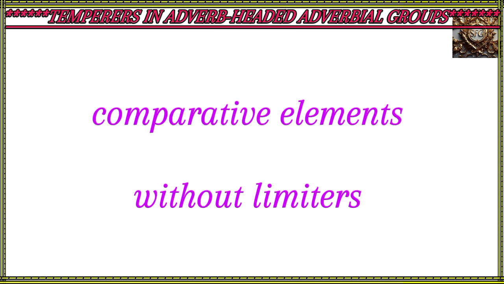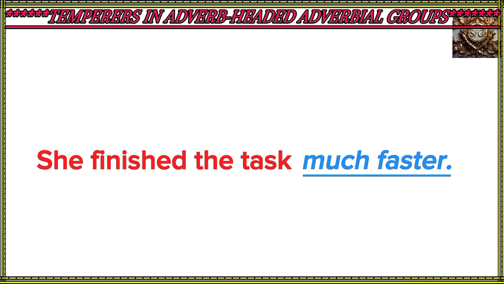Let's now take a moment to explore examples of comparative elements in adverb-headed adverbial groups without limiters. This will allow us to focus solely on the comparative elements as temporars in these groups, enhancing our understanding of how they function independently of additional modifying elements. Let's examine these examples. She finished the task much faster.